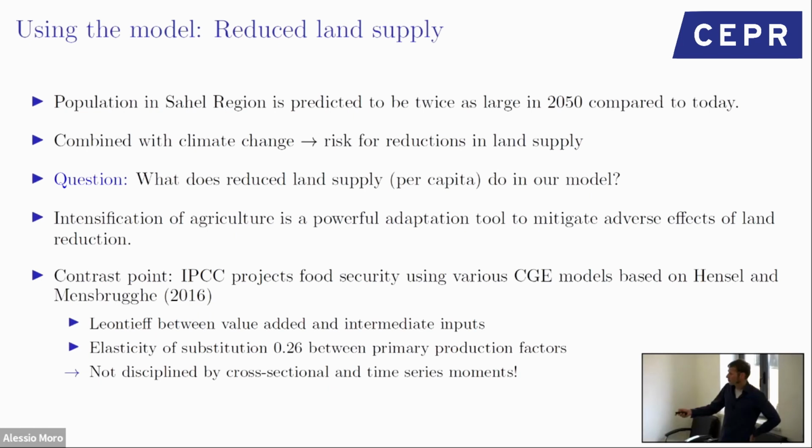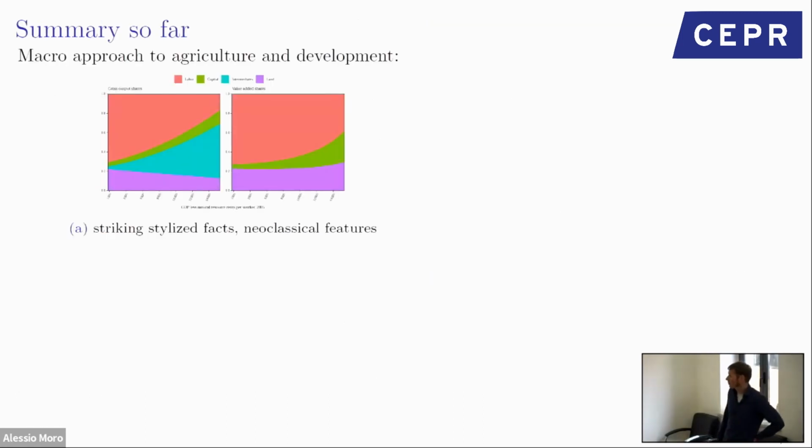It's a big contrast if you go to the IPCC. They actually have a similar framework, a computational GE model, but if you look at the underlying assumptions, they use Leontief between value added and the intermediate inputs, very different from us. And the elasticity of substitution of primary factors like capital and land is set equal to 0.26. So you get very different predictions out of such a framework. I think that's one motivation that we should get it right in the end, collectively.